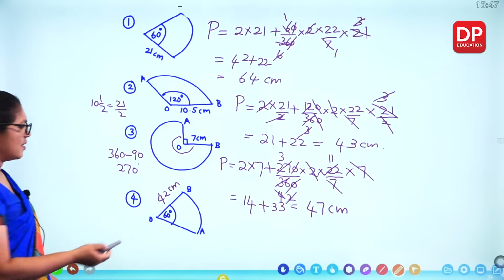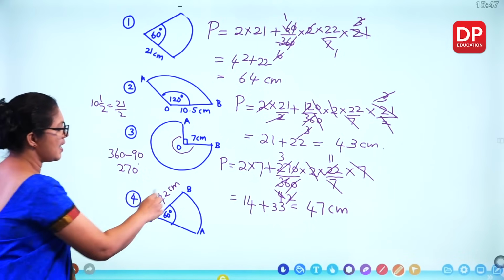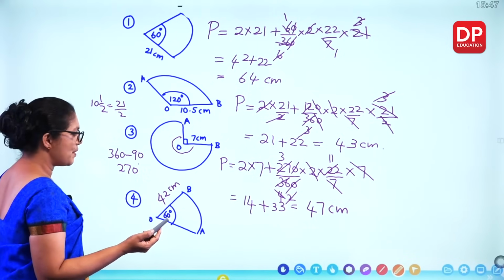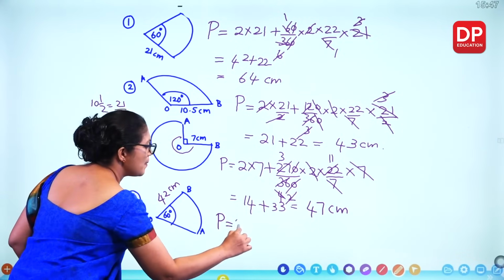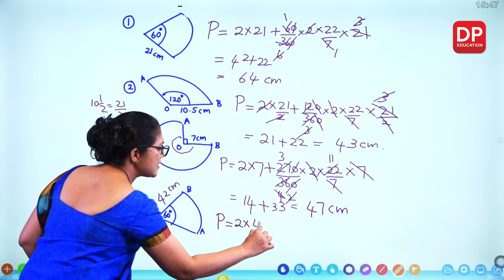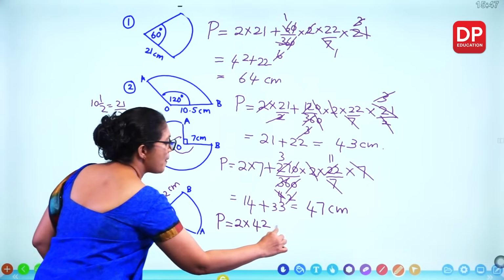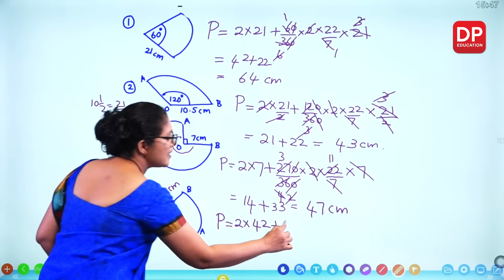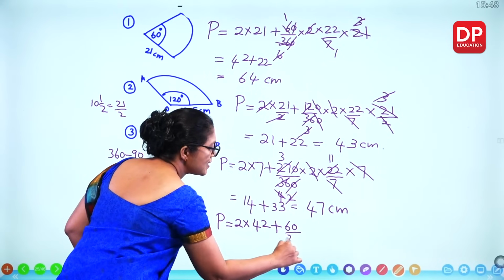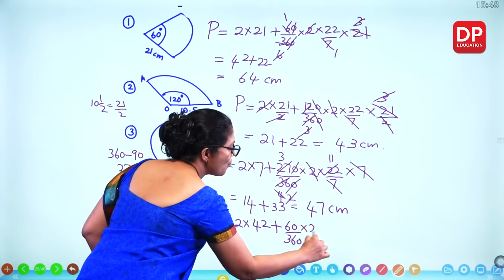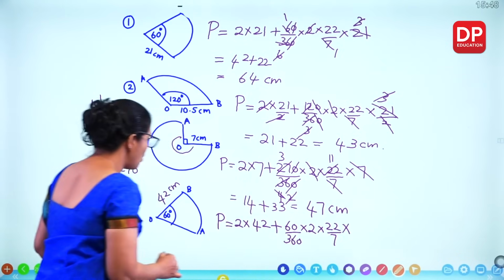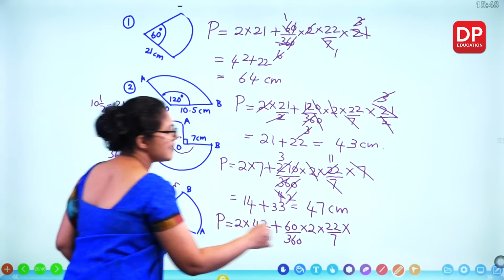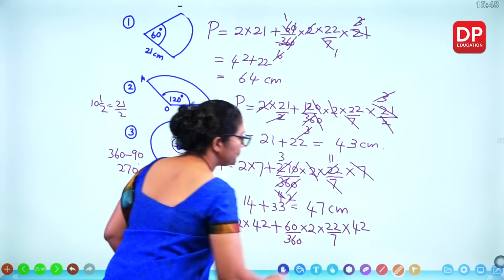This is a minor arc and minor sector. So you are asked to find the perimeter. So straight away you can use the formula. Double of the radius 42 plus angle is given 60 over 360 into 2, pi value is 22 over 7 into radius. Radius is 42.